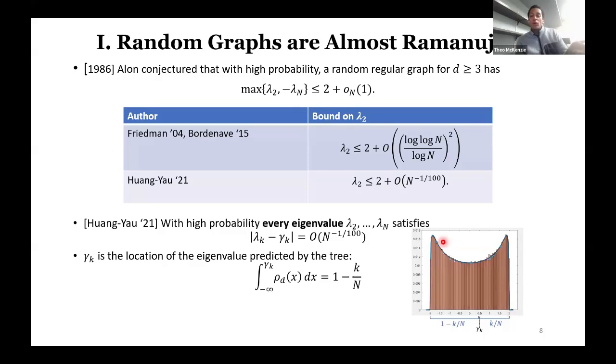And so we have a prediction on that based on the Kesten-McKay law. Specifically, I have this number gamma k such that the amount of spectrum from minus infinity to gamma k should equal 1 minus k over n. And what Huang and Yau show is that every eigenvalue is very close to this prediction based on the Kesten-McKay law.